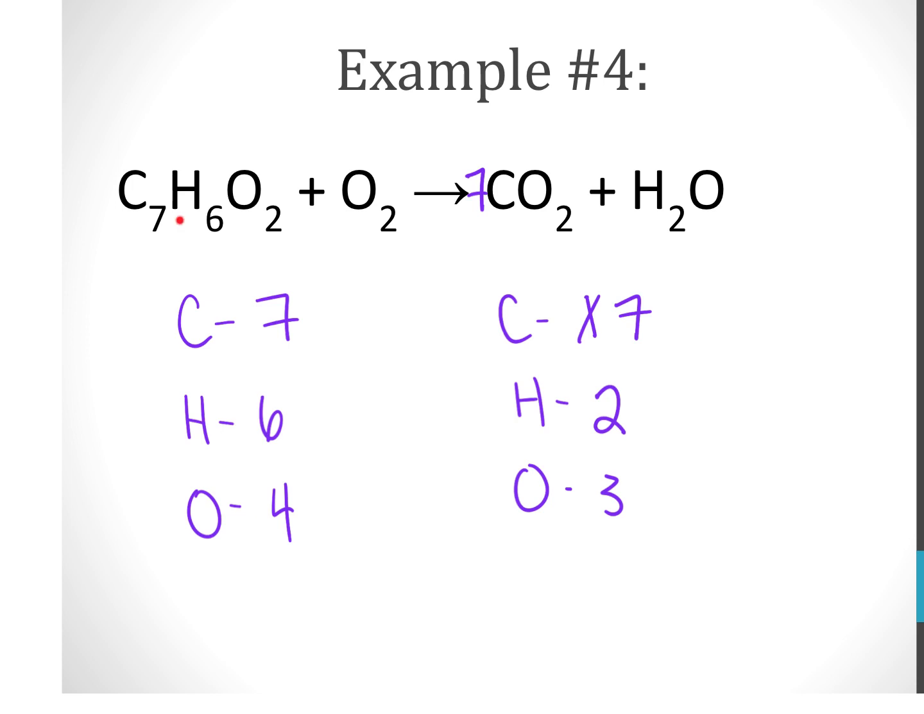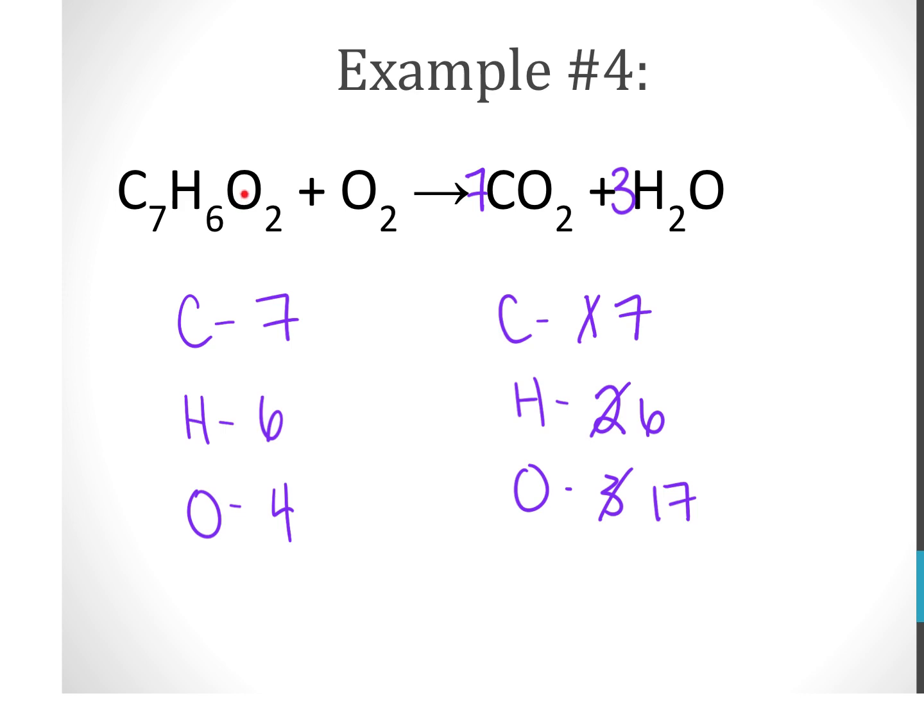Then we're going to look at hydrogen. There's 6 over here. So what do you need to put over here to balance out hydrogens? 3. Okay, so now we're going to recount the oxygens. What's 7 times 2? 14. So there's 14. And how many oxygens are over here? 3, right? So this 3 distributes. So what's 14 plus 3? Okay, so there's 17 total.